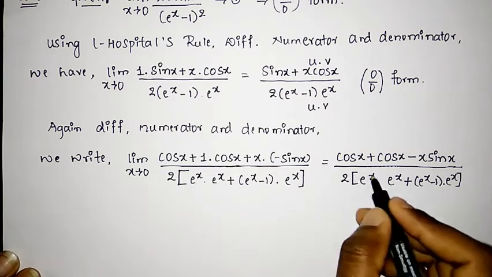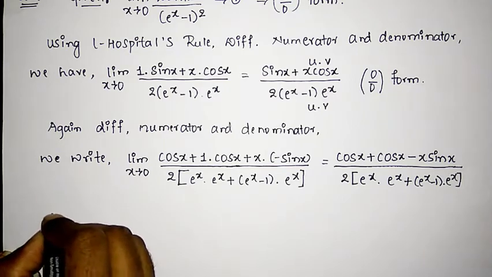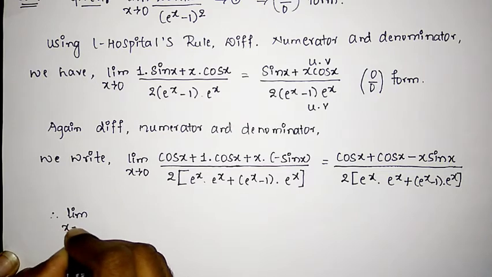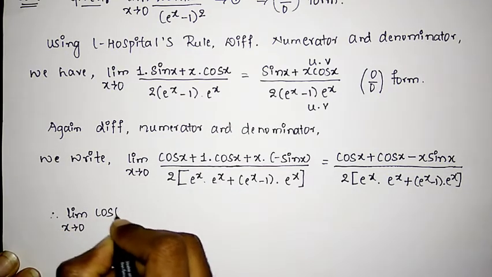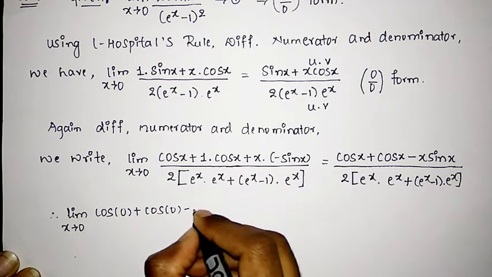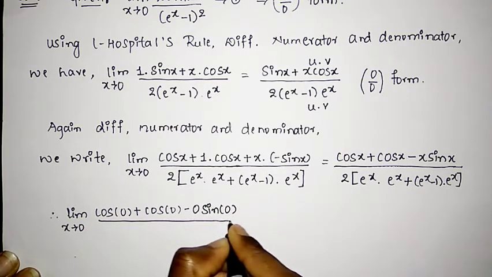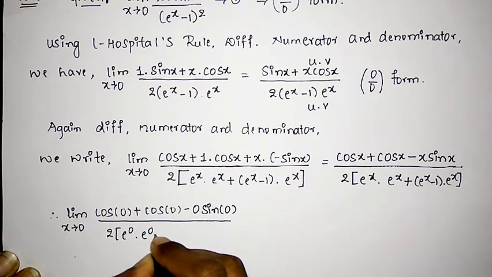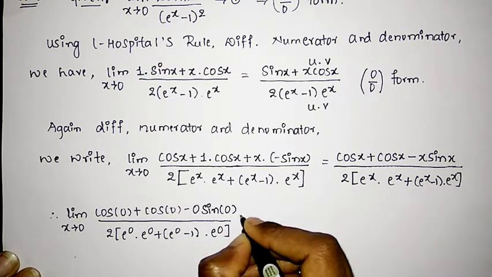Wherever there is x, we shall directly apply the limit as x tends to 0. And therefore we can write it as limit as x tends to 0, cos 0 plus cos 0 minus 0 into sin 0, whole divided by 2 into (e to the power of 0 into e to the power of 0 plus (e to the power of 0 minus 1) into e to the power of 0).